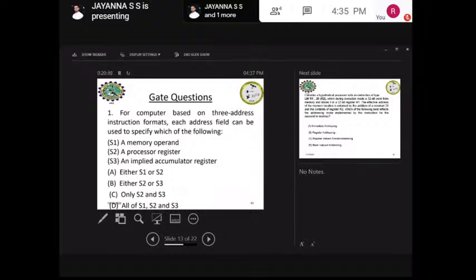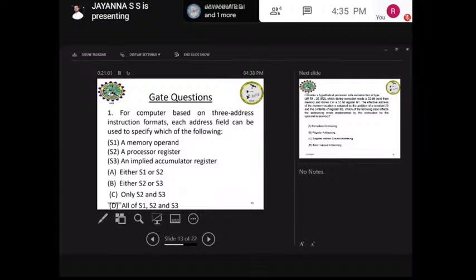So now we will discuss some of the GATE questions. Here is the first question. For a computer-based 3-address instruction format, each address field can be used to specify which of the following: a memory operand, or a processor register, or an implied accumulator register.